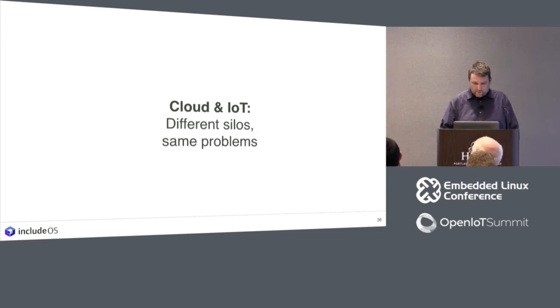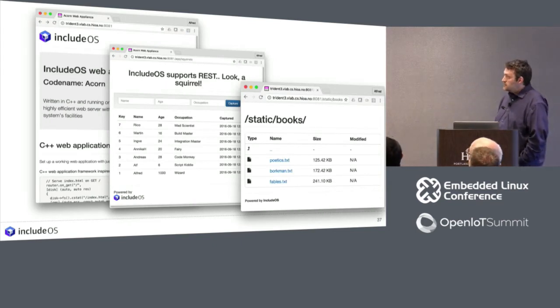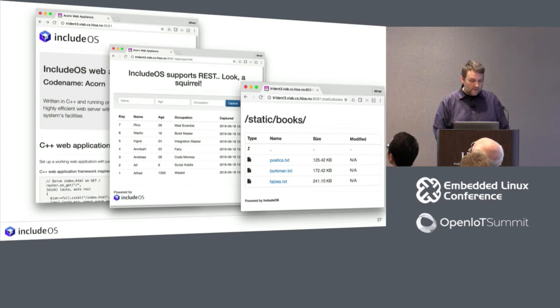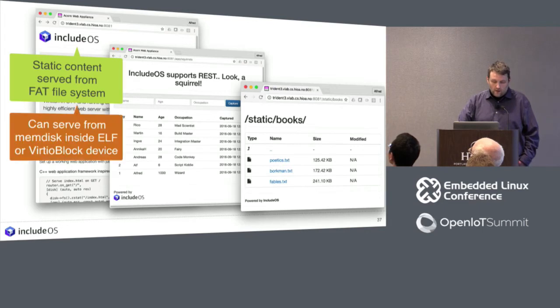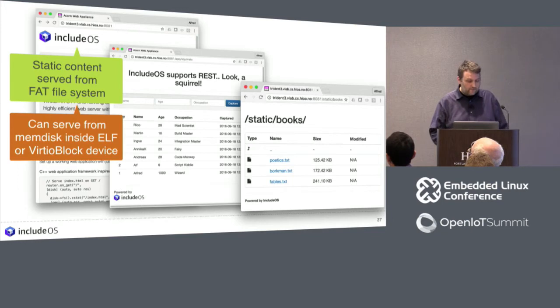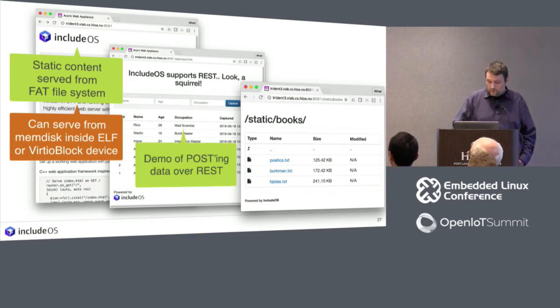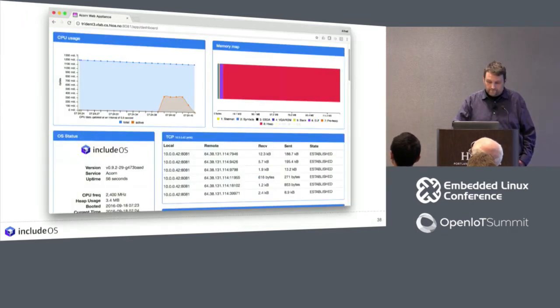I will show you a demo soon, but first I have to introduce you to something called Acorn. Acorn is actually an integration test for IncludeOS. It brings together many, many parts of the operating system, and it's a web server with REST API support. It can serve static content. You can serve from a memory disk or a virtual block device. There you can do a post if you want to store some data, and you can serve static content.